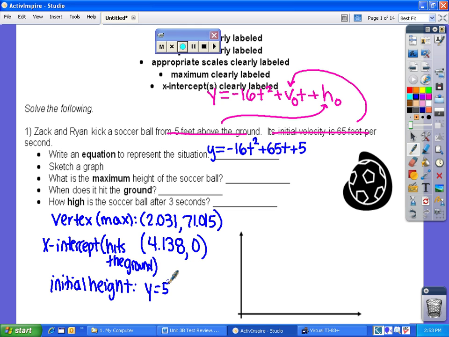So now that you have this piece of information that you should write down on your test, you're going to label your axis. We're going to do it by ones because our x values are pretty small. And we're going to label this bottom as time. Our height goes as high as 71, so I'm going to number by tens.